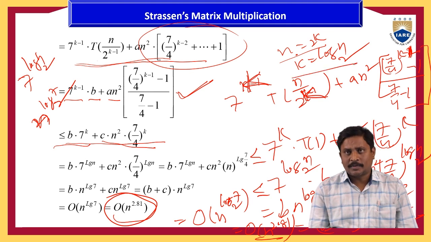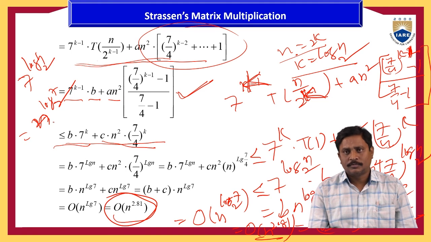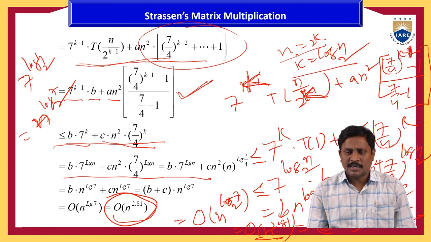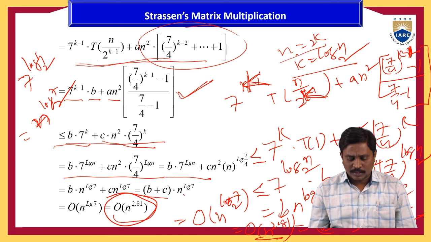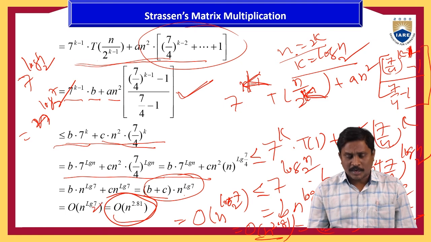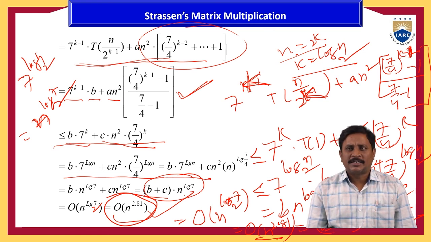Now using n equal to 2 power k, we get k equal to log n base 2. Now 7 power log n base 2 can also be written as n power log 7 base 2. We substitute that value here, and also take b and c values common. So we take b plus c into n power log 7 base 2. Written in big O notation, it is big O of n power log 7 base 2. Log 7 base 2 value is 2.81. Big O of n power 2.81 is the time complexity of Strassen's matrix multiplication.